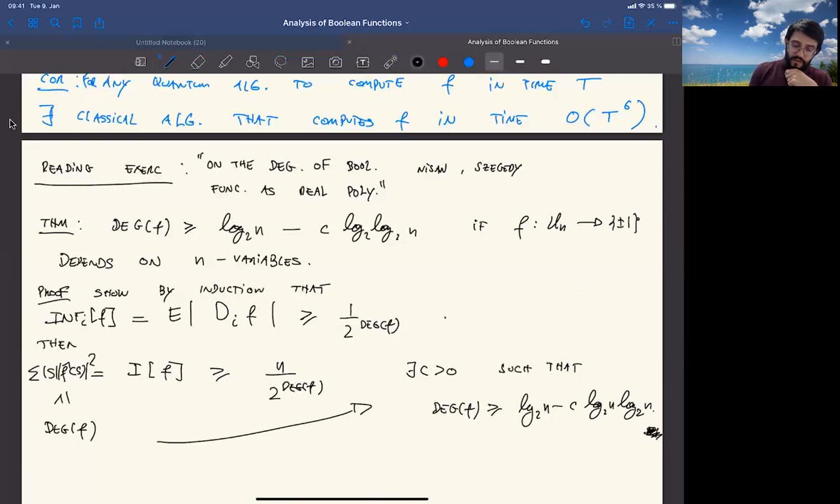And then we use this thing. Okay, it's a very nice paper. It has other things you can read, and I really recommend you to read that.